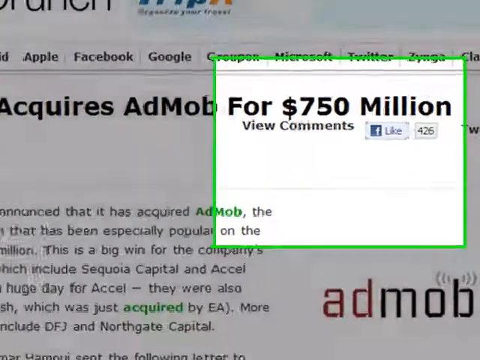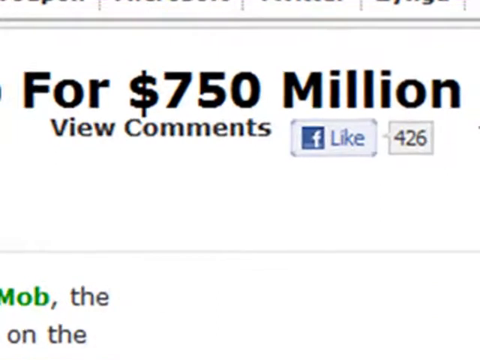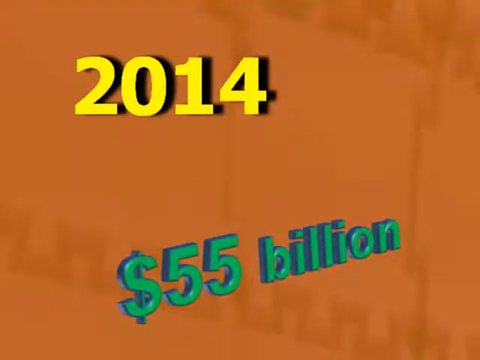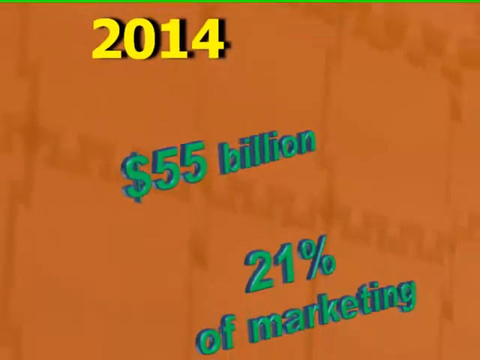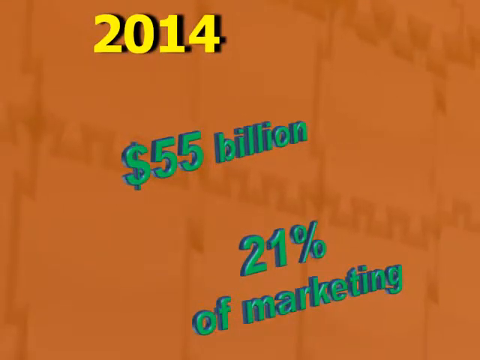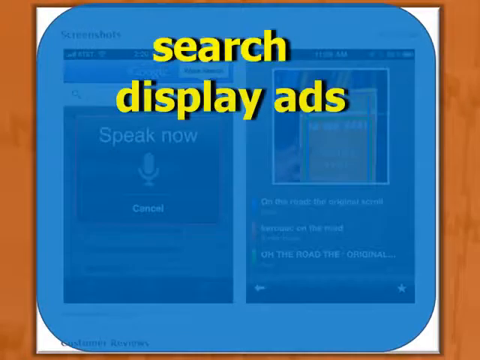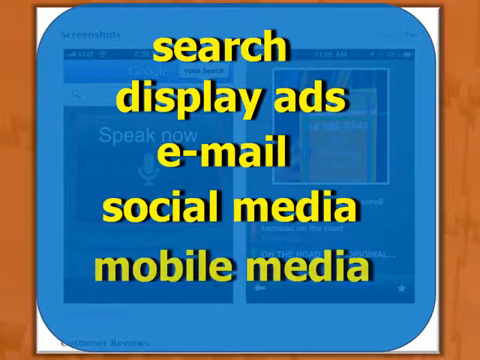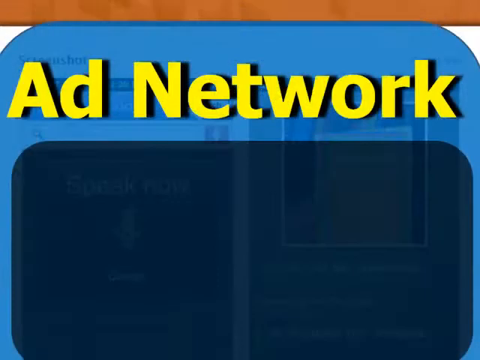Such a hefty price is none too surprising when you consider the projected growth for digital advertising. Forrester Research suggests that by 2014, it will be a near $55 billion industry, and it will represent 21% of all marketing spend. This includes search, display advertising, email, social media, and mobile marketing. If this prediction is on the mark, it makes the allure of an advertising network easy to see.